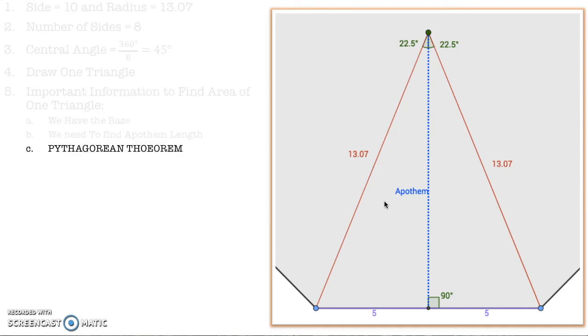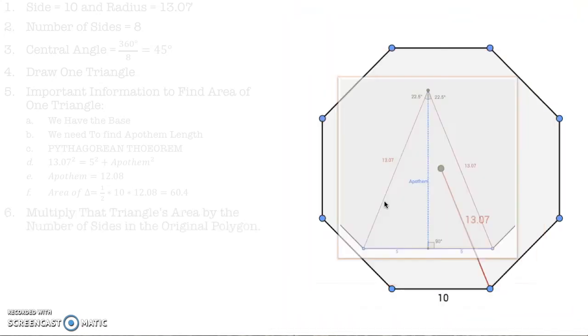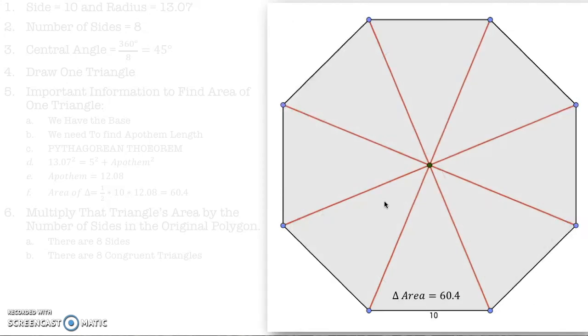Well, the Pythagorean theorem is going to let me do that. So 13.07 squared equals 5 squared plus apothem squared. Apothem equals 12.08 after doing a little bit of math magic. Then I can take the area and plug in that base and that apothem, and I get 60.4. Now, we know there are 8 of these triangles because there are 8 sides, so I multiply the area of one triangle times 8, and I get 483.2.